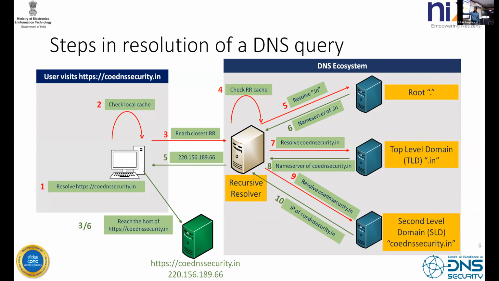So here the IP address of codnsecurity.in is returned. When this is returned, the recursive resolver will store the mapping of the domain name and the IP address in its local cache and return it to the machine, and the machine will be able to access the internet. So these are the three stages of resolution of a domain name.